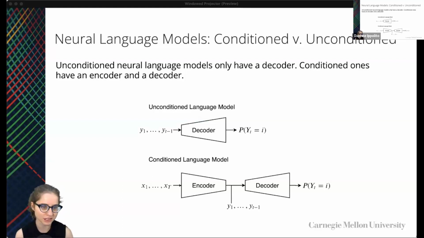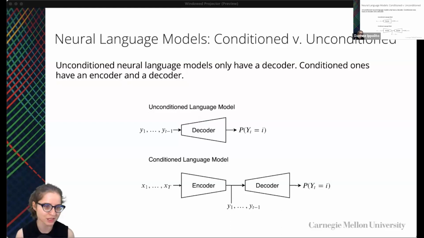And in conditioned language models, we have an encoder, which is a neural network that takes, let's say we're doing machine translation, your English sentence that you want to translate, and encodes it into some hidden state that represents that English sentence. And then you have your decoder, which takes as input that hidden state and the tokens of the target sequence that you're trying to predict. Let's say we're trying to convert from English to French. Those will be the French tokens. And then it predicts a probability distribution for the next token in that French sequence.